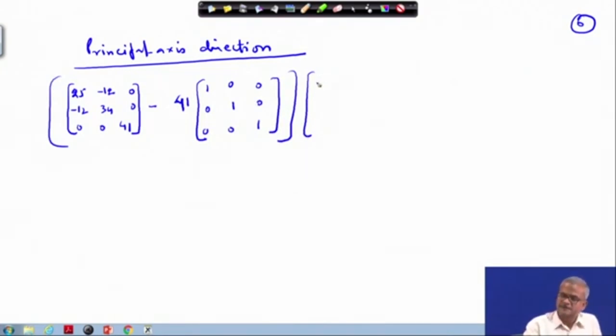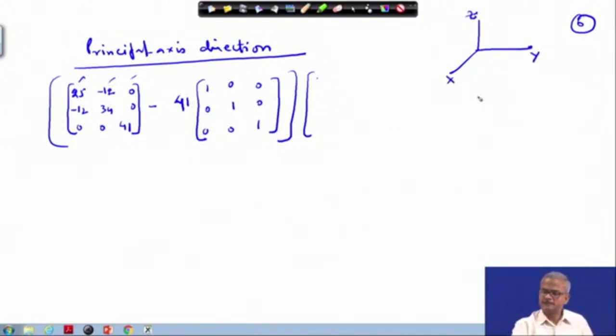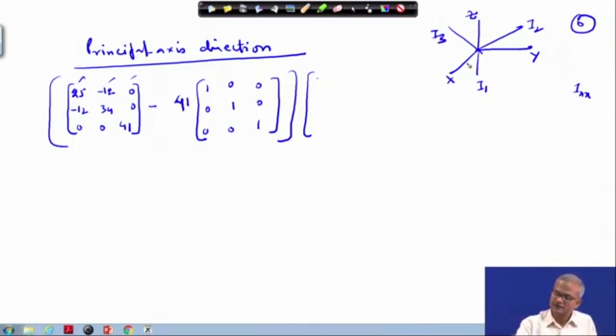And let us say you have the current axes in which these moment of inertia terms are described. Let us say this is x, y and z, and according to the same scheme you have written I xx and so on. Thereafter, let us assume that this is your I 1, I 2, I 3, the principal axis directions. The corresponding angle for this is alpha 1, this is beta 1, and this angle from the z axis is gamma 1.